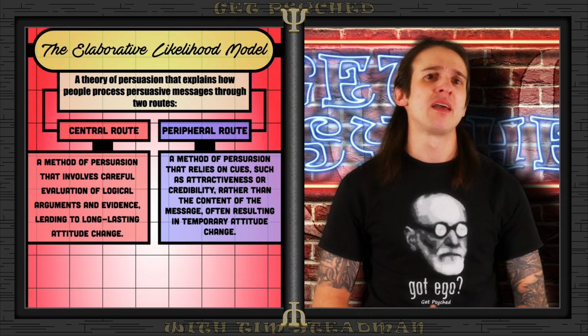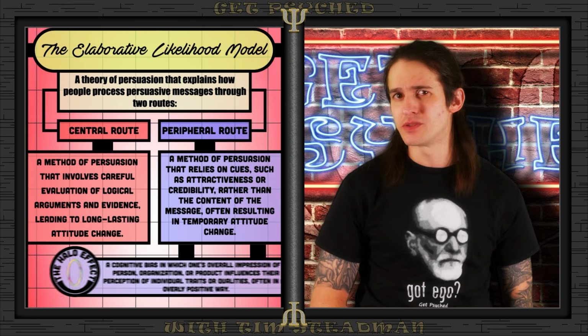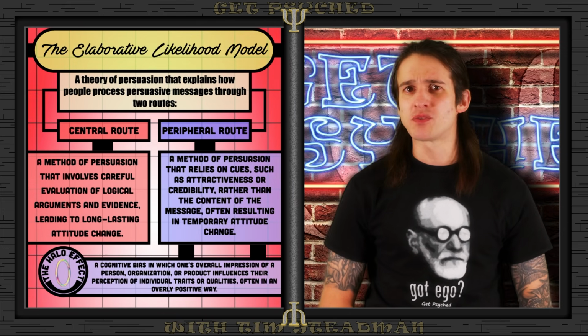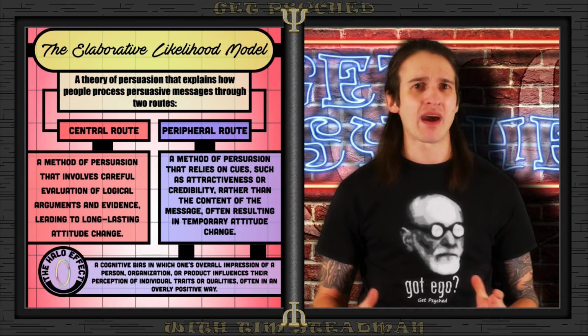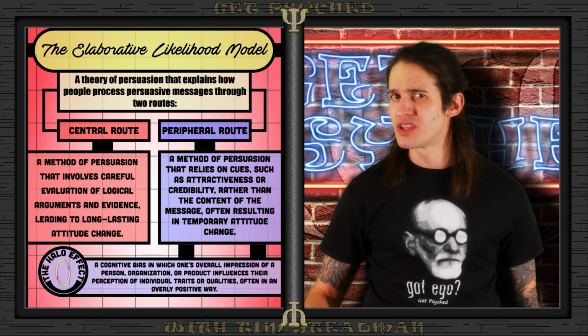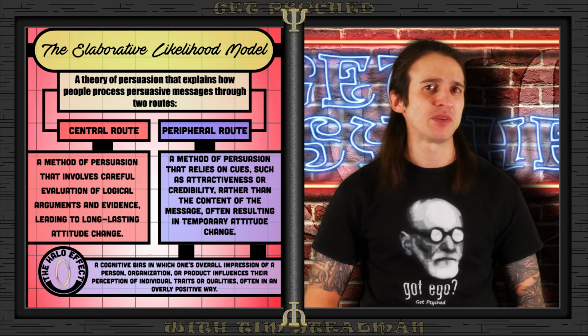Oh, and one more thing. The peripheral route is often tied to the halo effect, which is just where one positive quality about a person, like their charisma or looks, makes us assume everything else about them is great too.